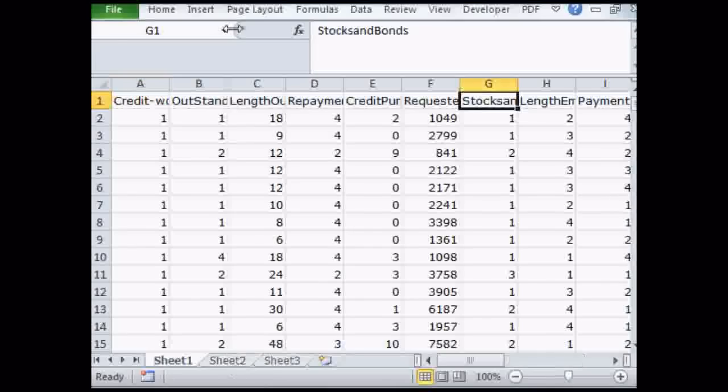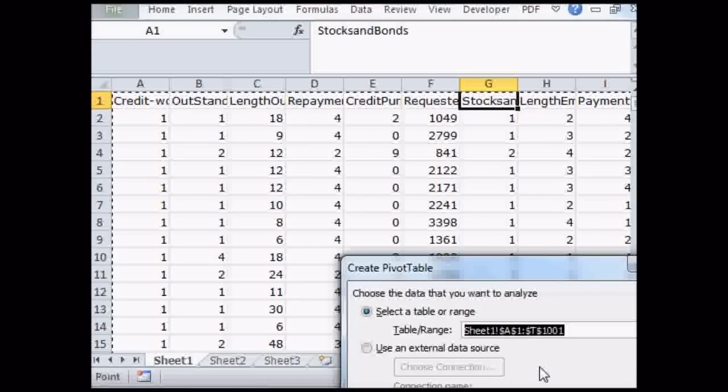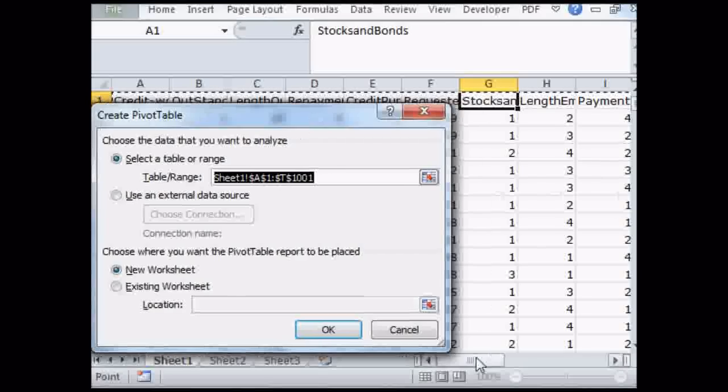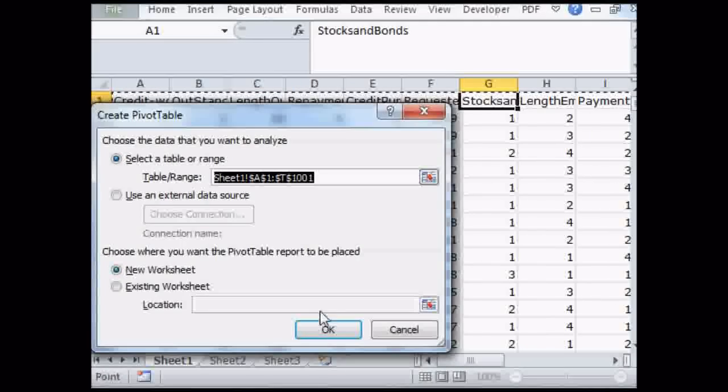a pivot table. And we want to make sure we get the whole thing, so we've got all the data. We're going to do it in a new worksheet. So we've got the data selected, new worksheet, and hit OK.